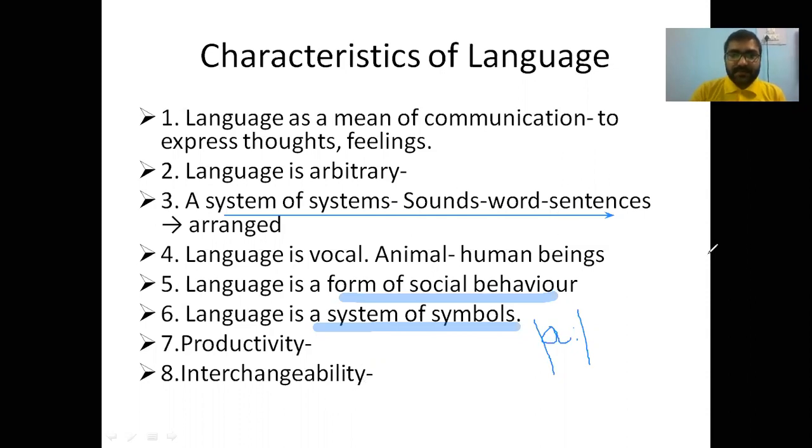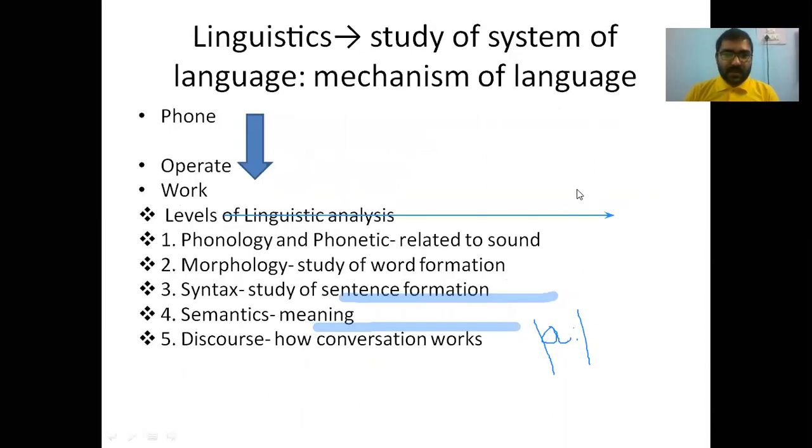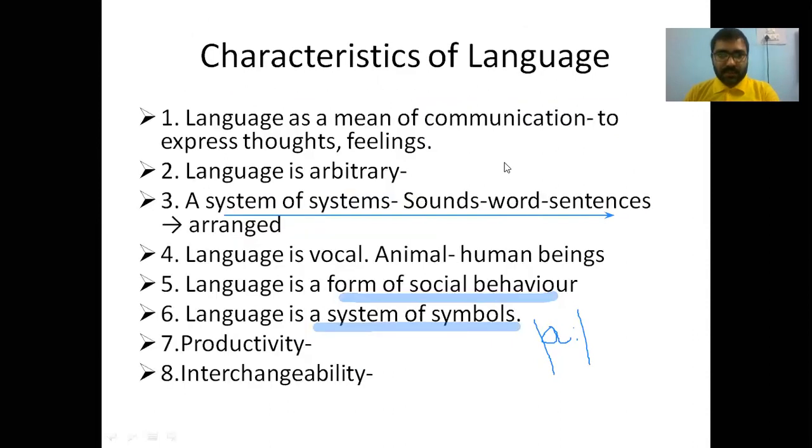Now we go on to the next characteristic. I just erase these.